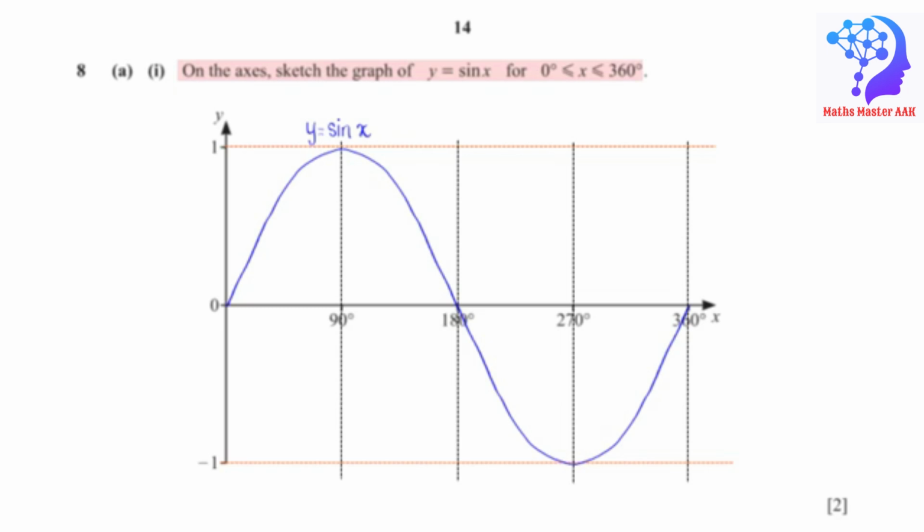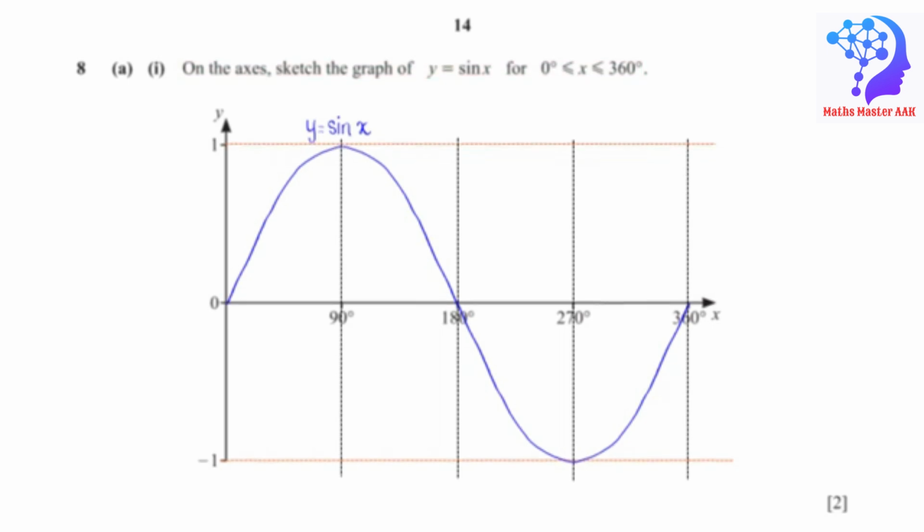When x equals 0, y is equal to sine 0, and sine 0 is 0. When x is 90, y is equal to sine 90, which is 1. When x is 180 degrees, y is equal to sine 180 degrees, and sine 180 degrees is 0. When x is equal to 270 degrees, y is equal to sine 270 degrees, and this is negative 1. When x is equal to 360 degrees, y is equal to sine 360 degrees, and this is 0. So after plotting these points, you can connect them with a smooth line.